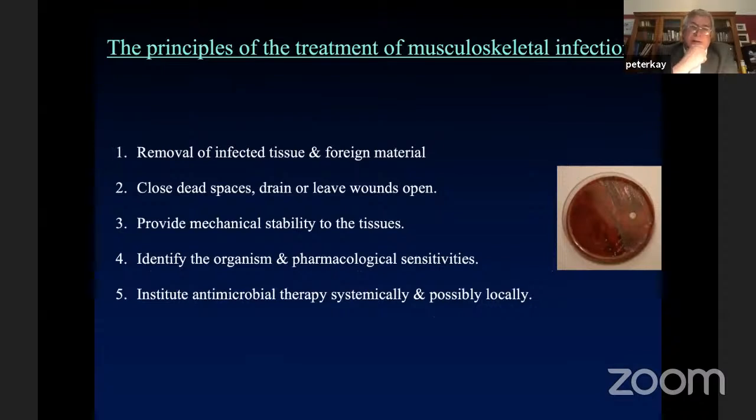So what about the principles of treating infection? Well, these are principles that were learned during wartime mostly, I suppose. Removal of infected tissue and foreign material, closing dead space. Mechanical stability is really quite important, I think, particularly for the soft tissues to recover. To identify the organism, sure, and use relevant antibiotics. And maybe do local instillation of antibiotics, things like the stimulant that were discussed before, as well as systemically.